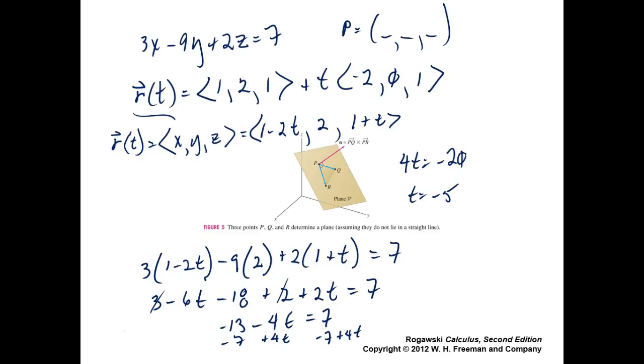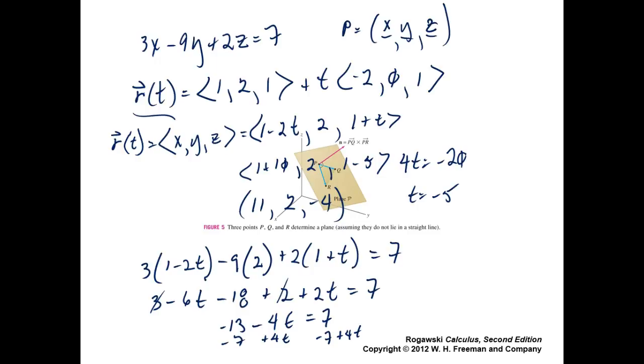Now, the point x, y, z, that's where it's going to be. And what is your x then if t is equal to negative 5? 1 plus 10, that's 11. y is 2. z is 1 minus 5. Okay? Now, I really shouldn't have angle brackets there. This would be 11, 2, negative 4. I'm guessing that's it.